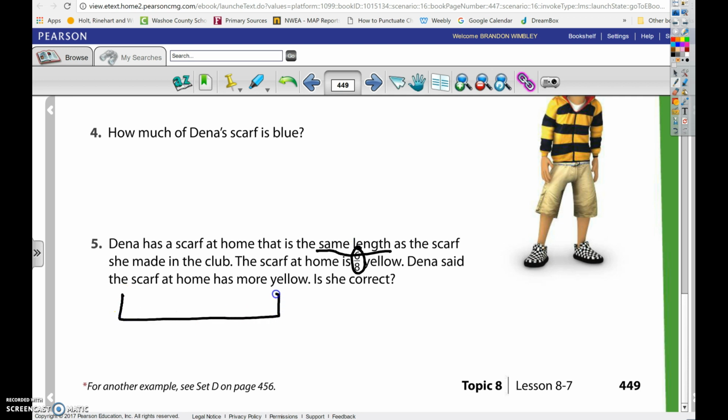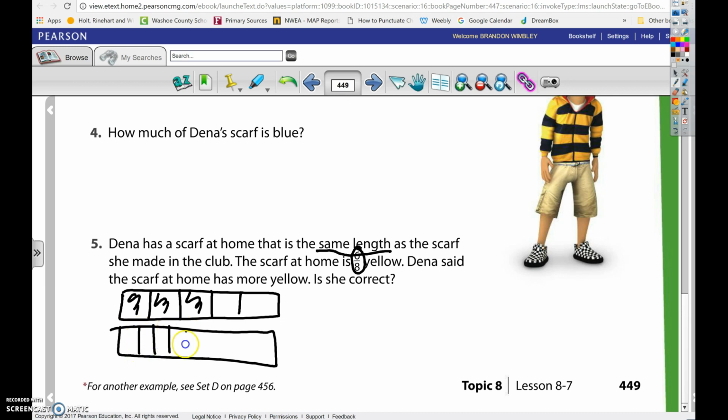So if this was my first scarf, this would be the second one. And if I remember from my problem, it was 3/5 that was yellow. So if I'm drawing a model, it will look like this, and this is my yellow chunk. And then 6/8, so that would be broken into 8s. 1, 2, 3, 4, 5, 6, 7, and 8. If I notice my parts aren't super equal, so I may end up having to do another strategy.